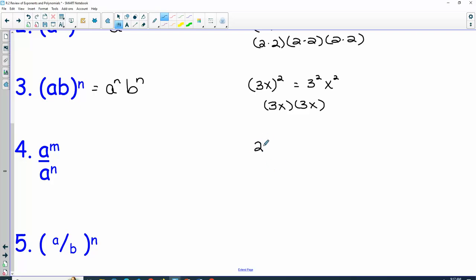What if I said 2 to the third divided by 2 squared? 2 to the third tells me we have 3 2's. 2 squared tells me we have 2 2's. What happens? What can you do? We can reduce 2 of those and I'm only left with 1. So what did we do with those exponents? Subtract them.